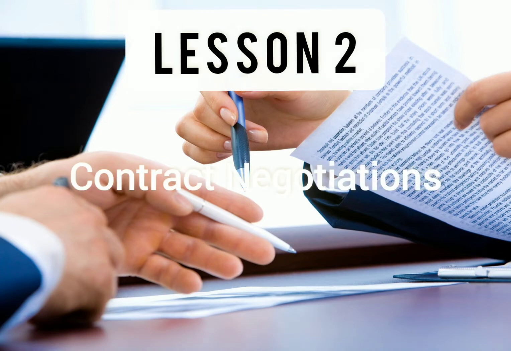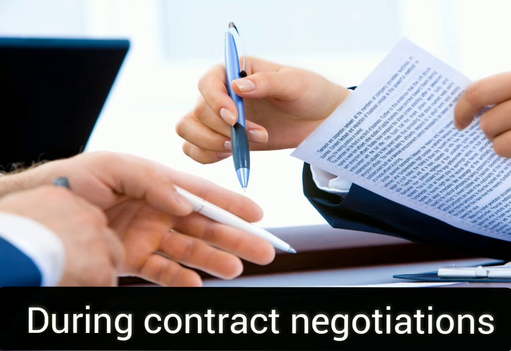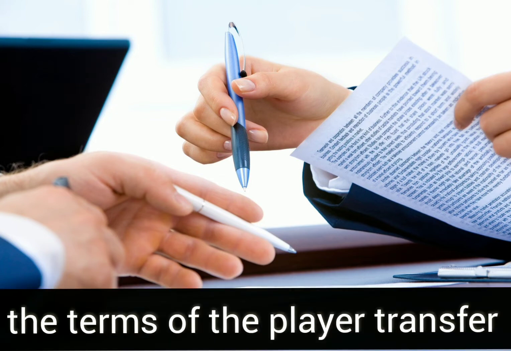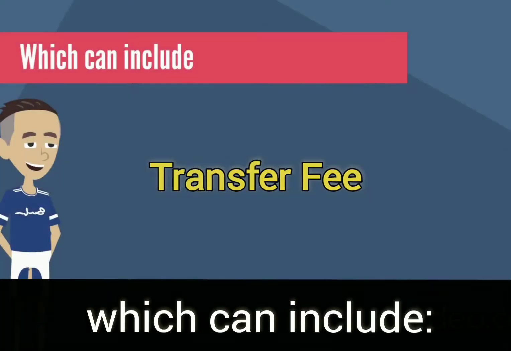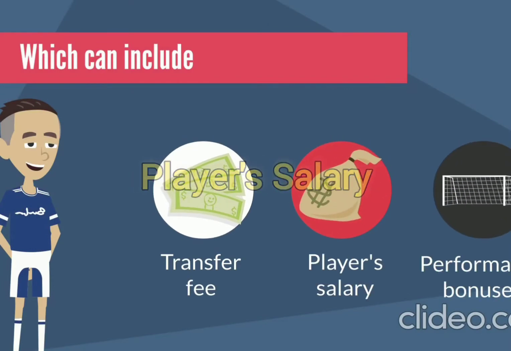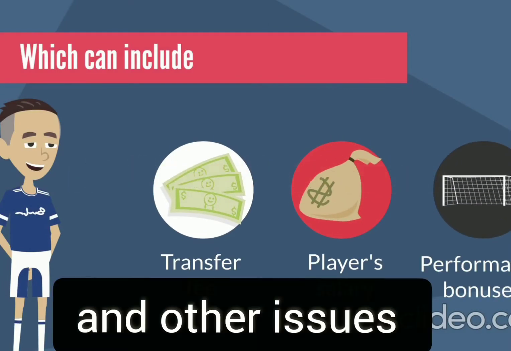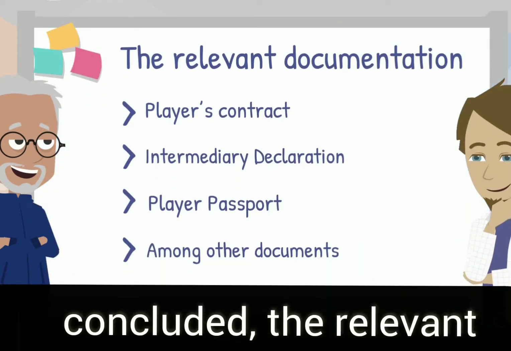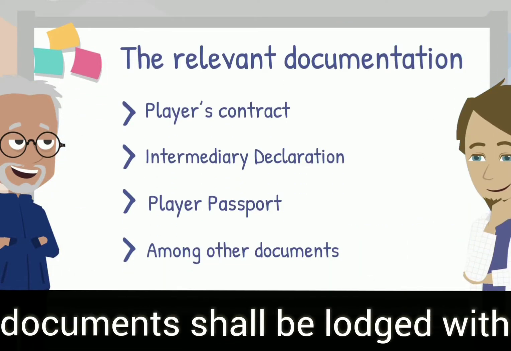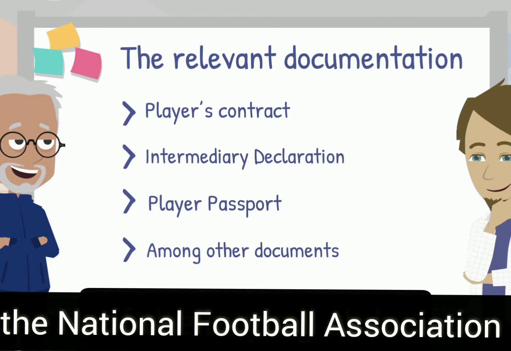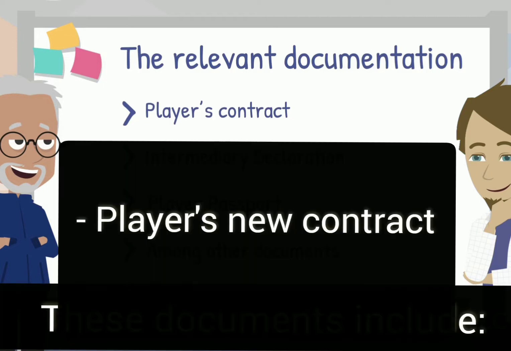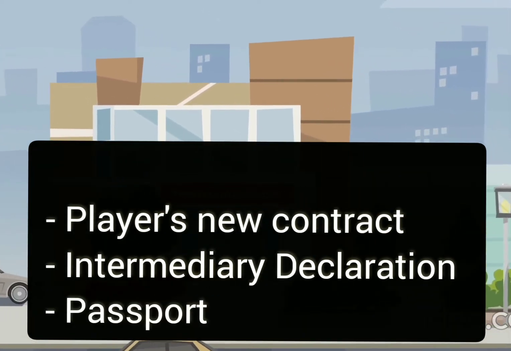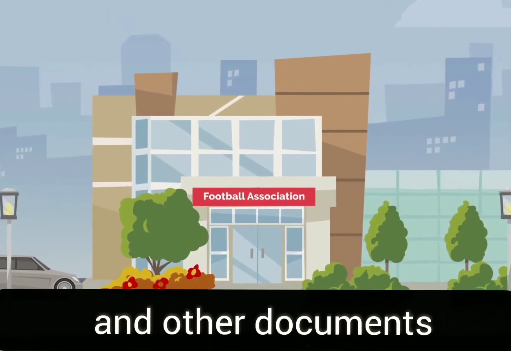Lesson 2. Contract negotiations. During contract negotiations, the intermediary shall be involved in discussing the terms of the transfer, which can include the transfer fee, and the player's salary, which can also include performance-related bonuses, and other issues. Once the negotiations have concluded, the relevant documentation shall be lodged with the National Football Association of the club that the player is joining. These documents include the player's new contract, signed intermediary declaration, player's passport, and other documents.